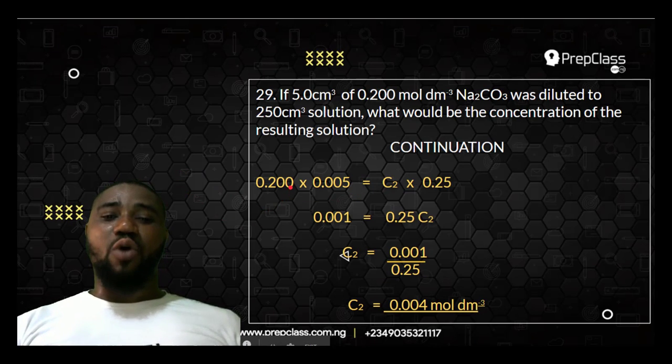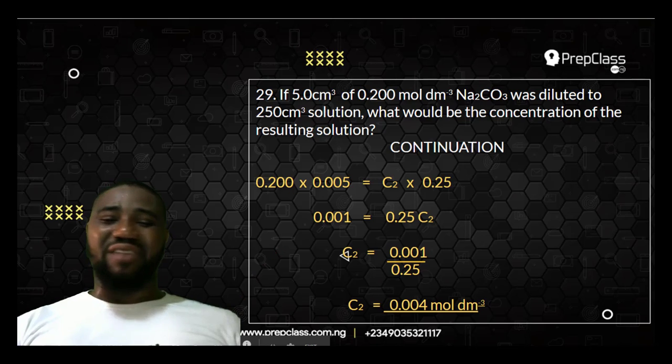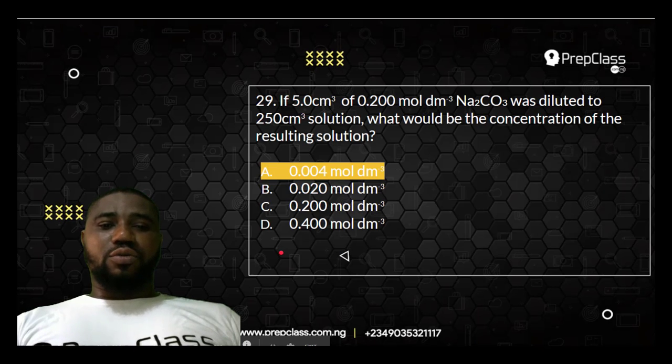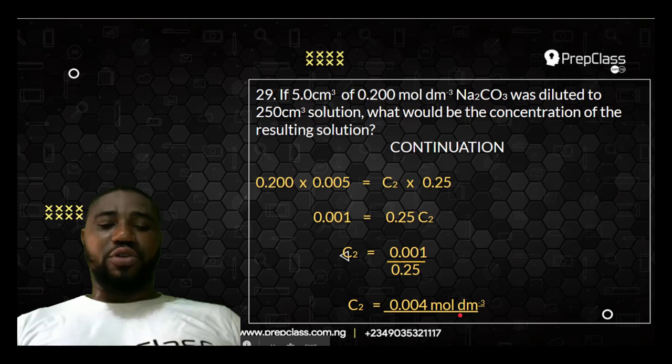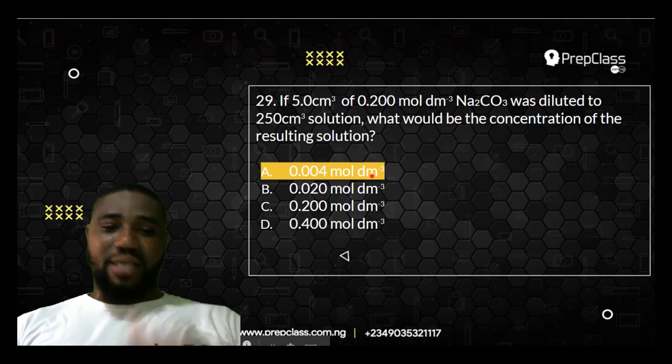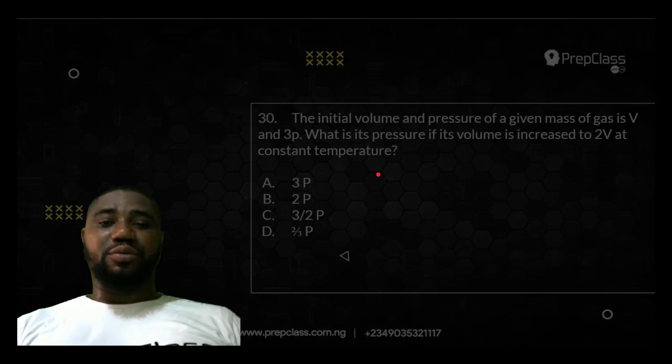Applying your formula, C1V1 equals C2V2. This times this will give us this, equals this times this. Divide both sides by 0.25, and your concentration C2 is 0.004 mol/dm³. Very simple, very interesting. So this is now the correct answer. We got 0.004 mol/dm³, and that's the correct answer. Option A is the right answer from our calculation. Very simple.